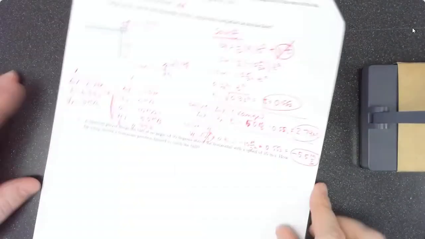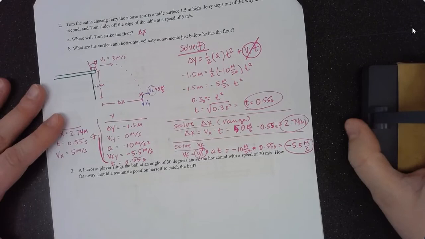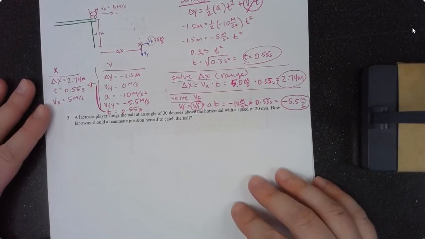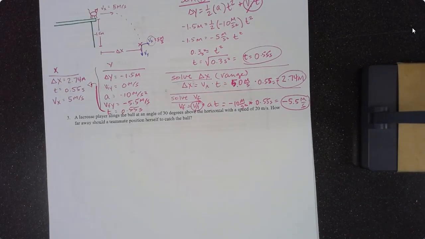So yesterday we did number 2 together. The third problem says a lacrosse player slings the ball at an angle of 30 degrees above the horizontal with a speed of 20 meters per second. How far away should a teammate position herself to catch the ball?